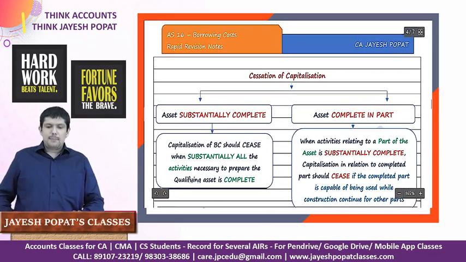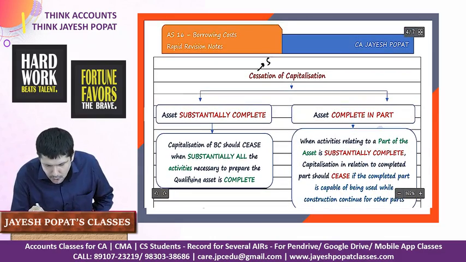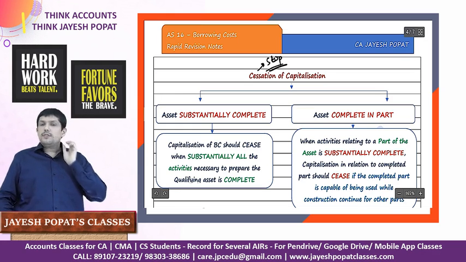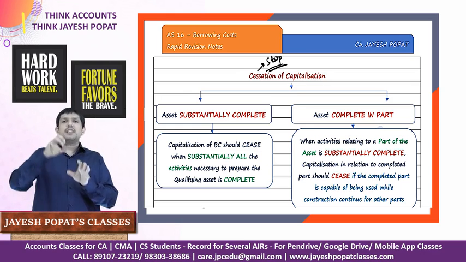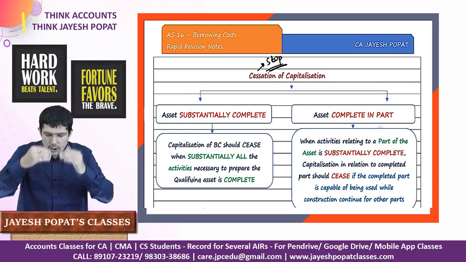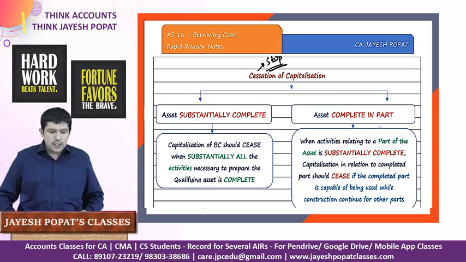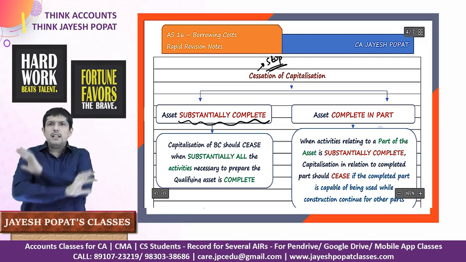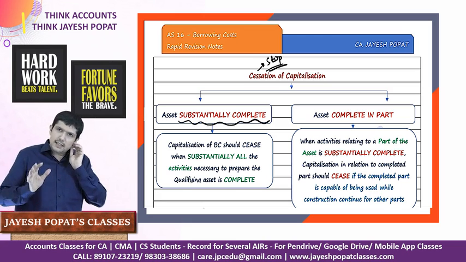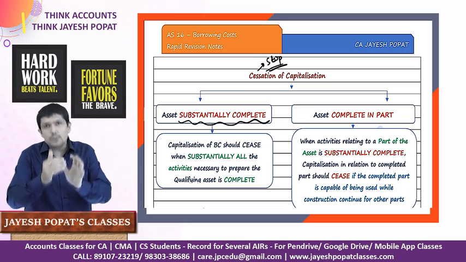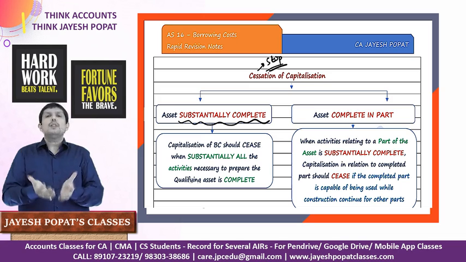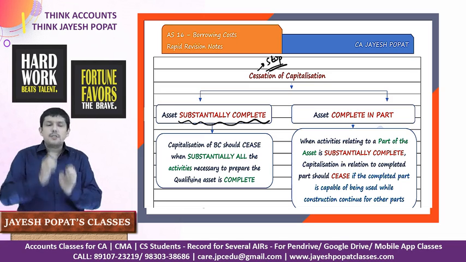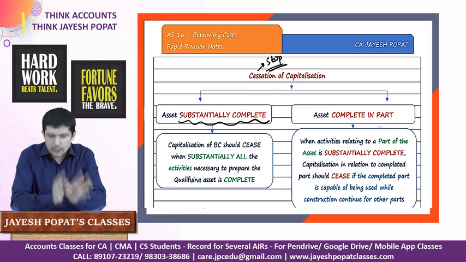Then cessation of capitalization. Cessation would mean stop. When will you stop capitalizing the borrowing cost to the cost of your asset, and start charging off these borrowing costs to your statement of profit and loss? First, when the asset is substantially complete. So more or less, right, largely all the work related to the asset is complete. Now the asset is almost ready to use. So further borrowing costs which you are incurring, right, that should be charged to the statement of profit and loss.